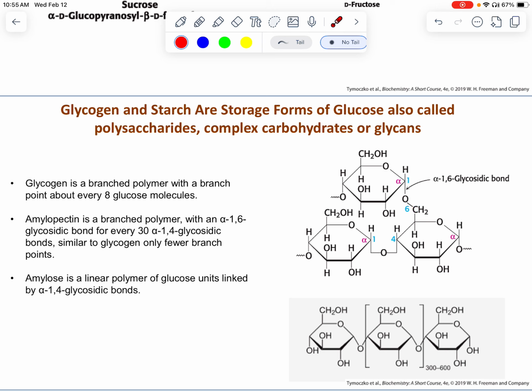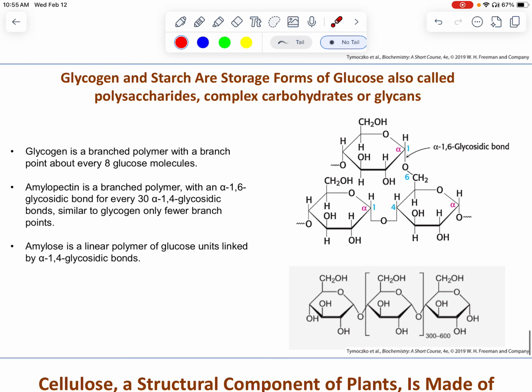As we think about glycogen, this is our storage in animals. Amylopectin is similarly branched, and it is storage for plants. Amylose is also a storage form, and this is a linear structure, which provides some stability. It forms these helices that can pack together. The top two form more granules.